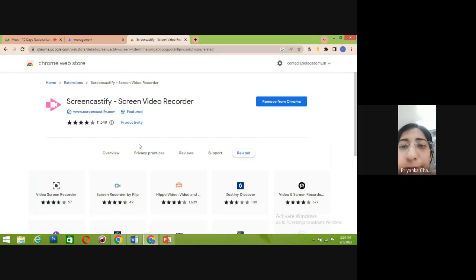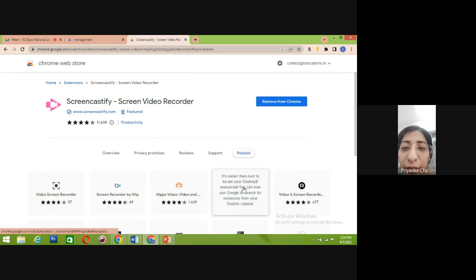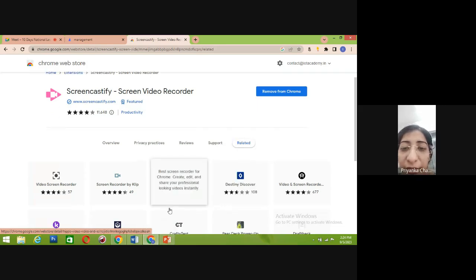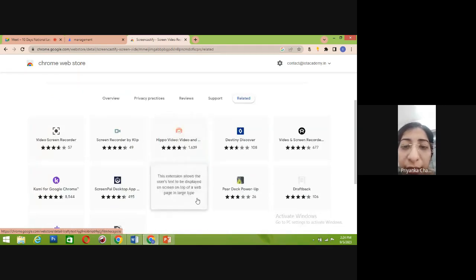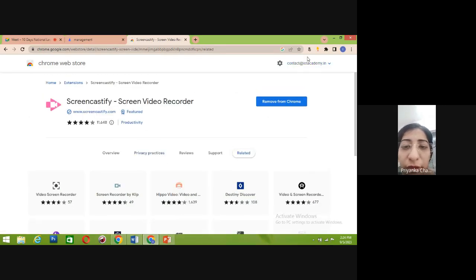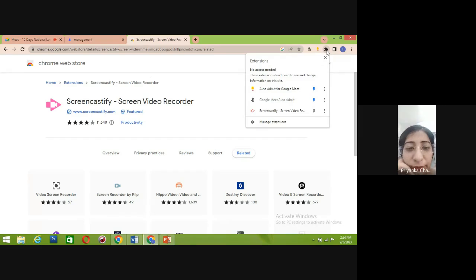Just click on this, 1, 2, 3, fourth. The fourth option where the tree type symbol is there, just above the contact at iotacademy.in. Just right, this one, the tree extension. This is the Google extension. So here you can see the Screencastify option. Yes, now click on this.